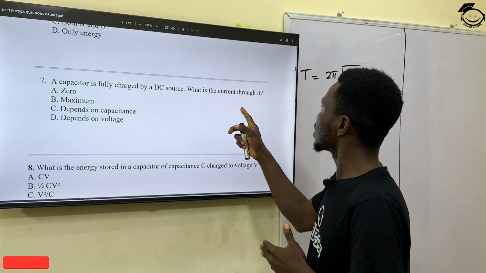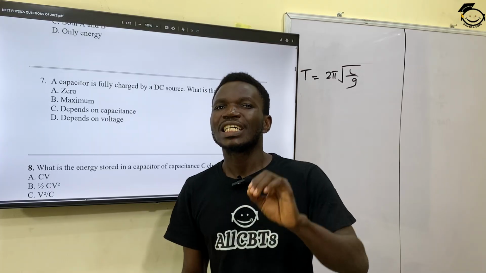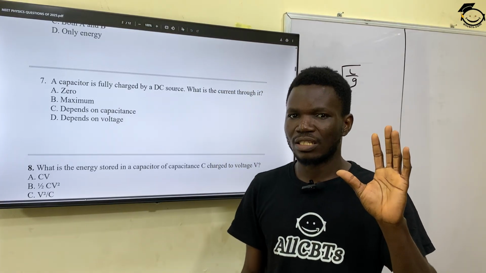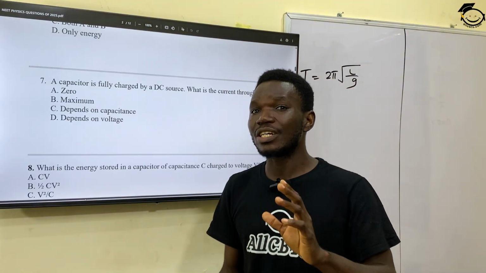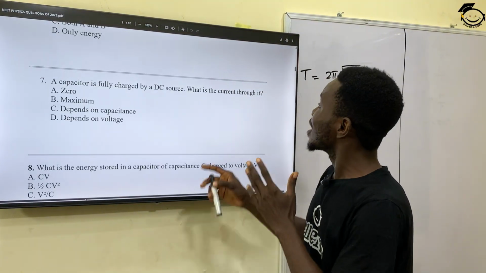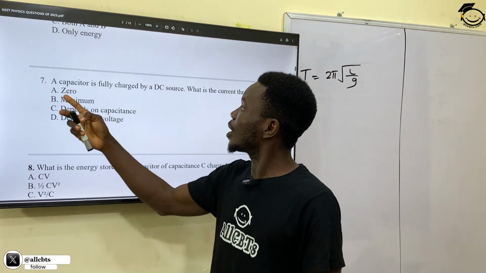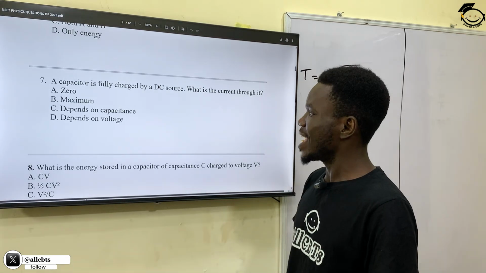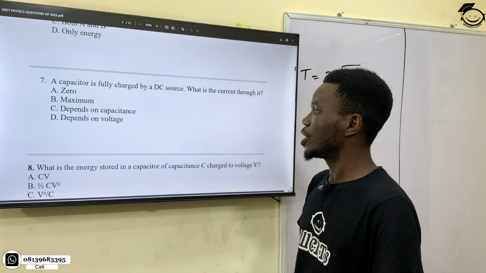What is the current through it? Now, whenever a capacitor is fully charged, there is zero current flowing through it. Why? The capacitor is fully charged and there is no more current flowing through it. So the current flowing through it when it is fully charged is zero. So the correct answer to this question here is A. So there is zero current flowing through it as it is fully charged.